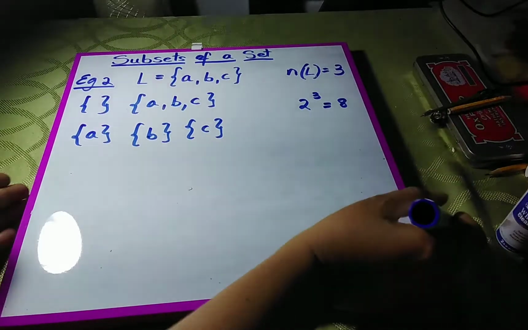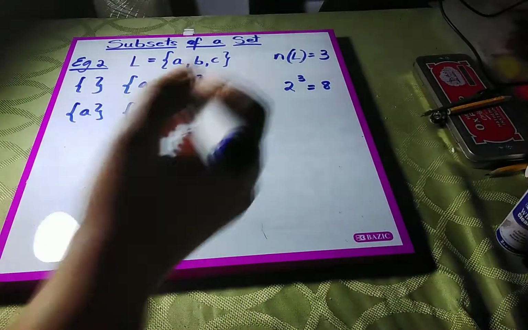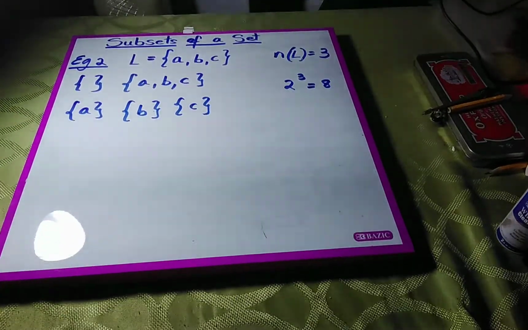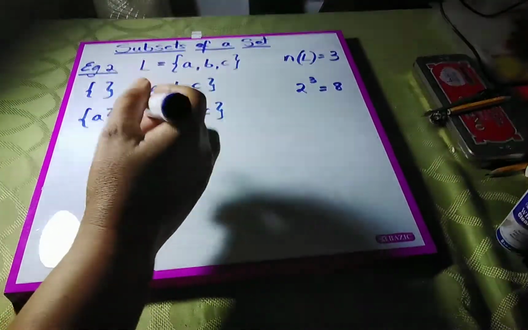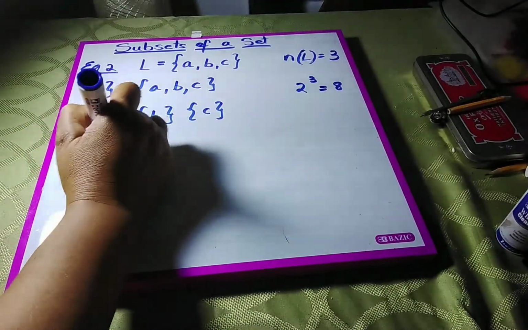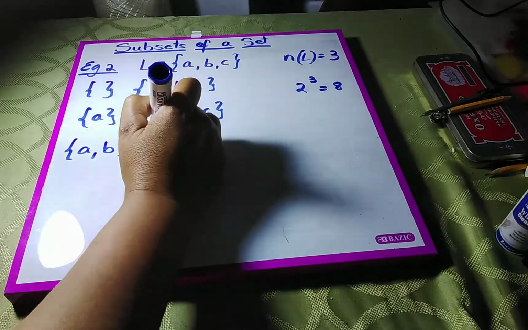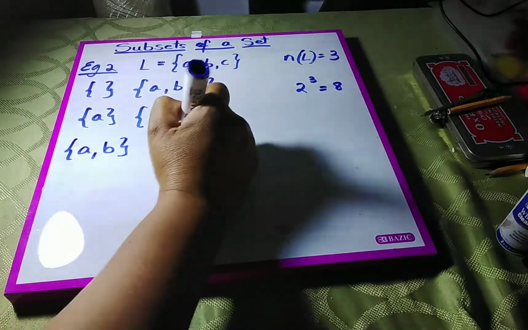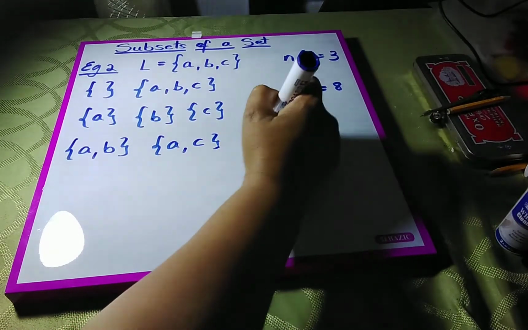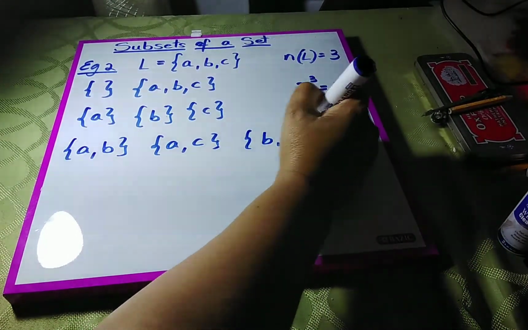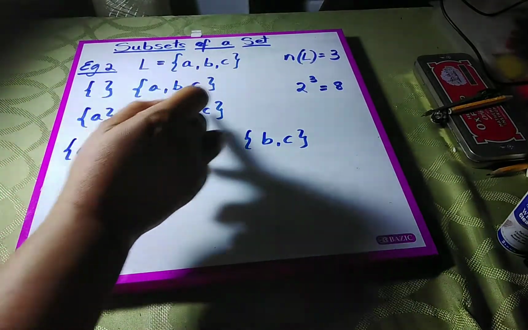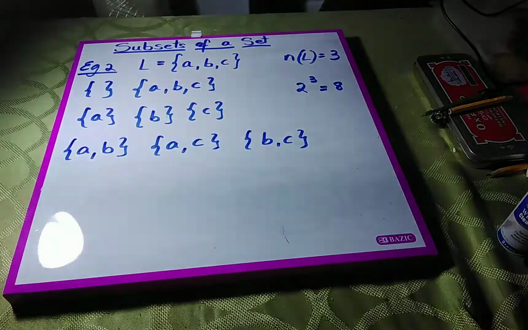We can also use the triangular pattern to help us see how many, but let's try that another time. So we can say A and B, and we can say A and C, and we can say B and C. Do we get 8? 1, 2, 3, 4, 5, 6, 7, 8. Yes.